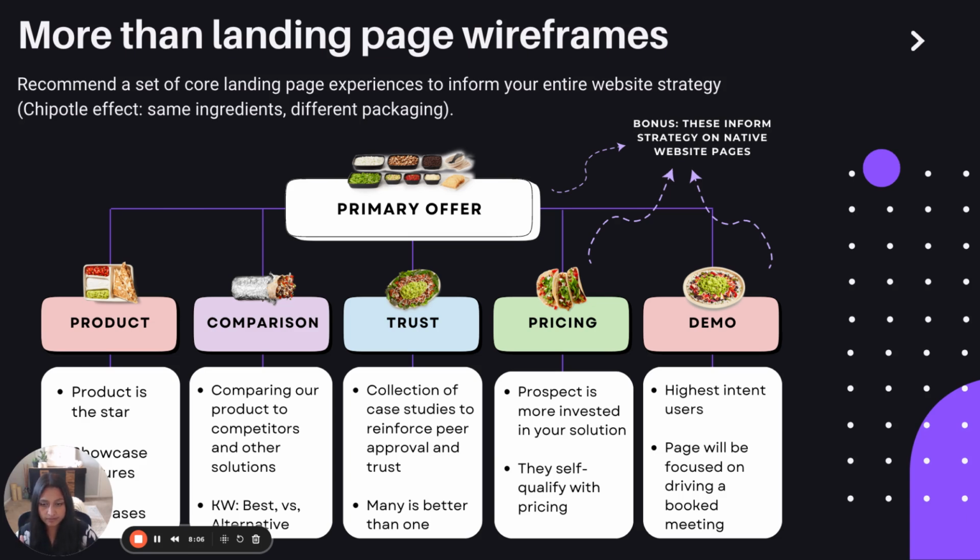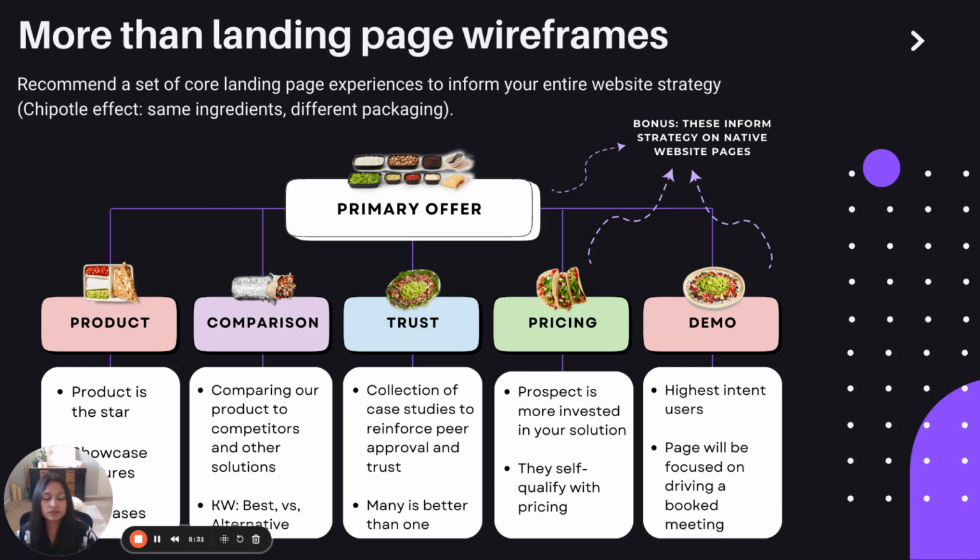Depending on your product mix or segment mix, it could be any number of landing pages, 5 at minimum and up. So for example, you might have 3 products, in which case I'd make 3 product wireframes for you along with the others. Primary offer, product comparison is comparing you not just to other competitors in the market, but also to other approaches that they're taking.